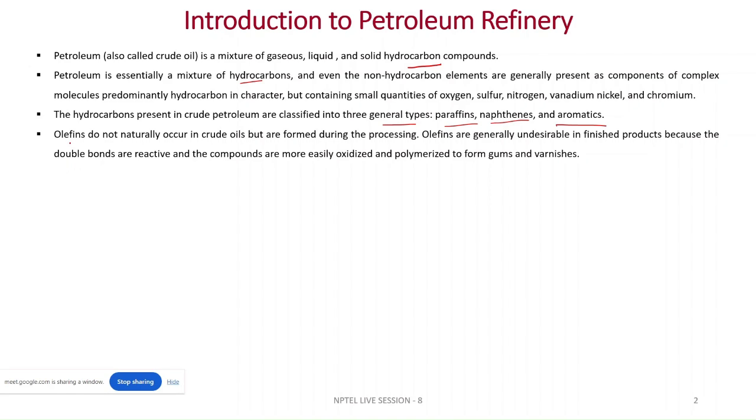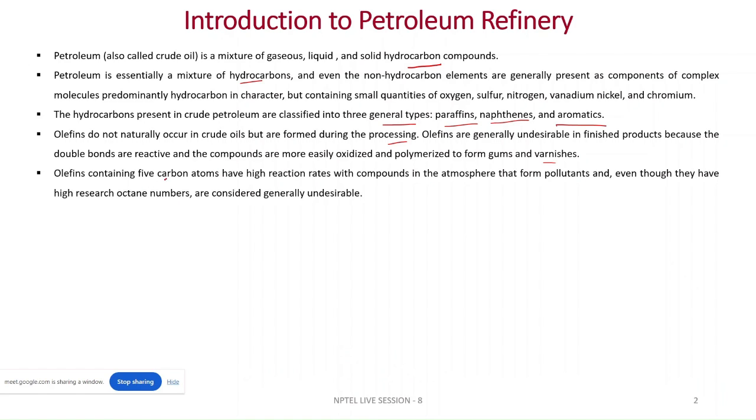Last class we also talked about olefins, but olefins are not actually present in the virgin crude oil. They are not naturally present in the crude oil, but the olefins are formed during the various processing. Olefins are generally undesirable in the finished product because the double bonds in the olefins are very reactive in nature, they are not stable, and the compounds are easily oxidized and can be polymerized to form gums and varnishes and other products. So they are not stable. So the presence of olefins is not desirable in the crude oil.